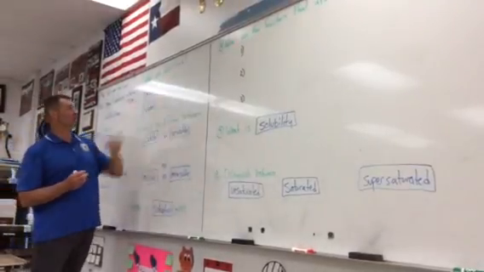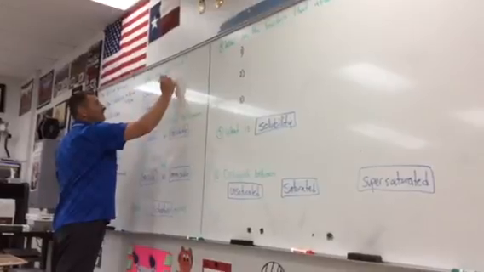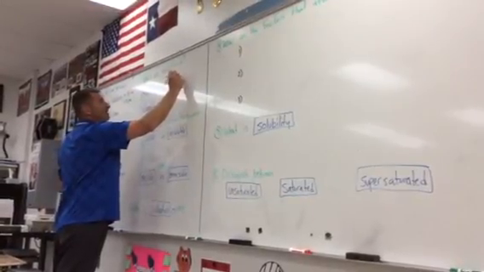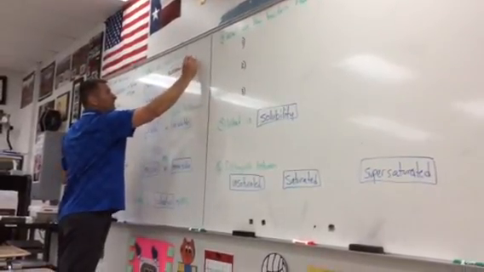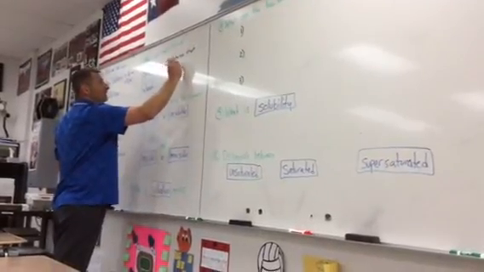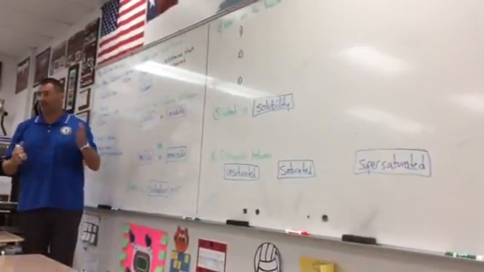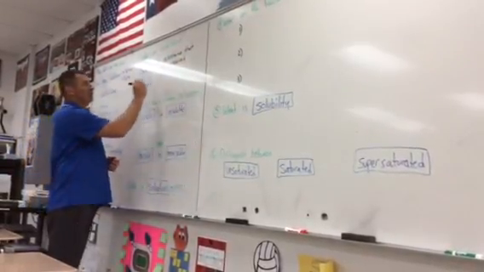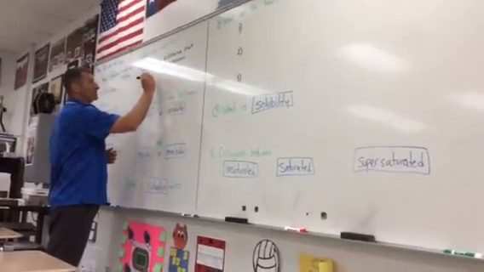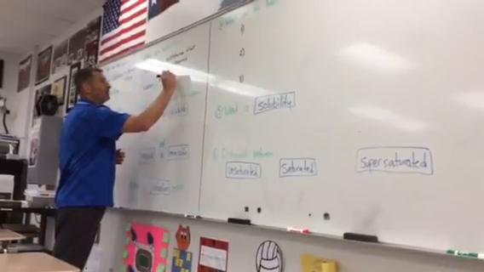Okay, and a solute is what gets dissolved. So that is the substance that gets dissolved. And I want you to think of salt water. If you have salt water, what would the solute be? It would be the salt, right? And then the solvent is going to be the water. So the solvent is the substance that is doing the dissolving.